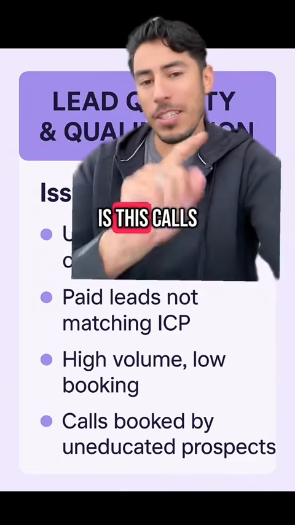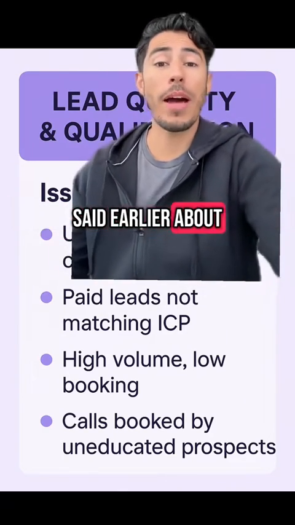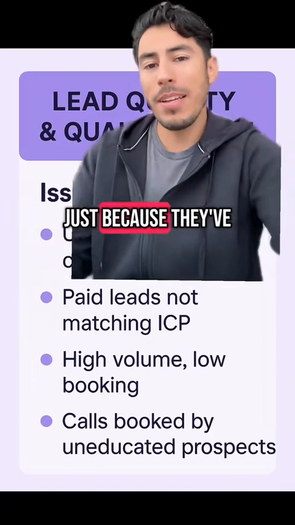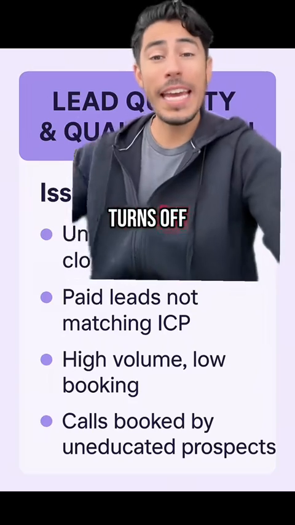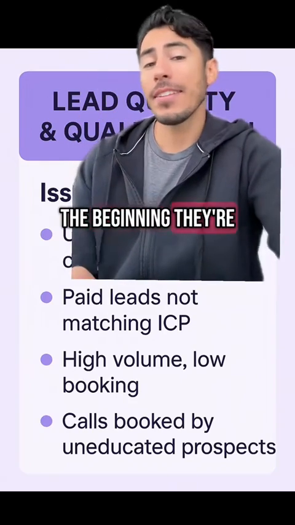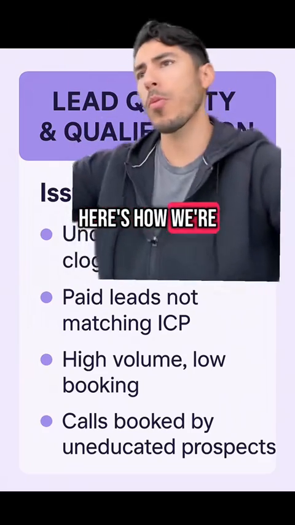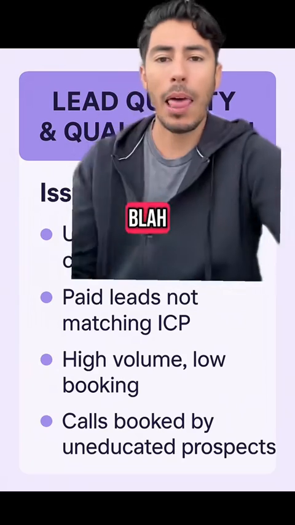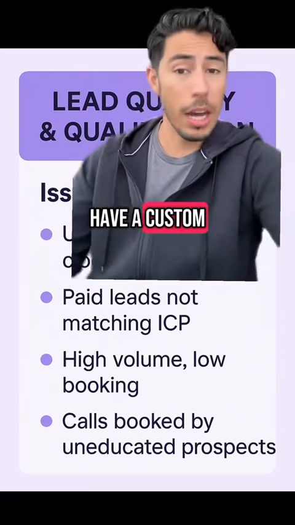And the last is this: calls booked by uneducated process. This goes back to what I said earlier about nurture, right? Just because they've opted in does not mean the ads turn off. It does not mean the nurture turns off. It just means the type of ad they're getting is different, right? In the beginning, they're going to be getting, you've got to opt in. Here's my service. Here's our offer. Here's how we're better than the rest. Here are our reviews, blah. Then once they've opted in, as soon as that happens, you have a custom audience, right?